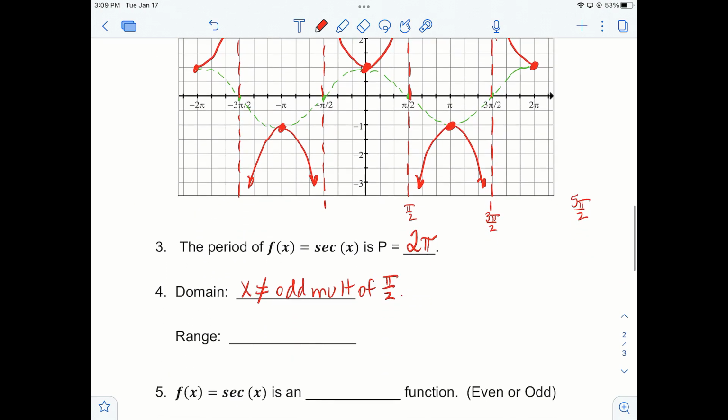The range, well, gee golly whiz, it's the same range as cosecant, which you are exactly right. Just like sine and cosine are just a shift of each other, well, secant and cosecant are too. So they have the same range. Secant, is it even or odd? Well, what was cosine? Cosine was even. So is secant. Perfect.